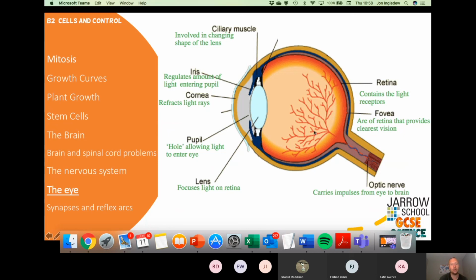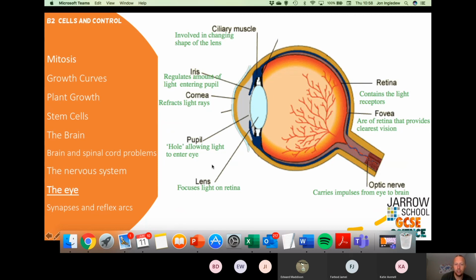This focuses light on the retina. And if you've read stuff for a long period of time, you realize your eyes hurt. So the lens physically is changed shape by this thing called a ciliary muscle. And it's painful. So if you look at stuff really close up, it hurts your eyes. So these do use quite a lot of energy.